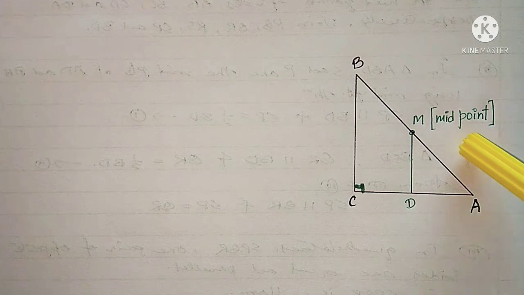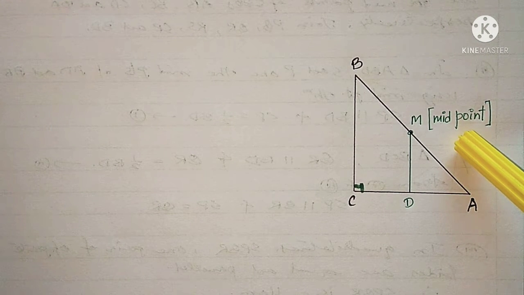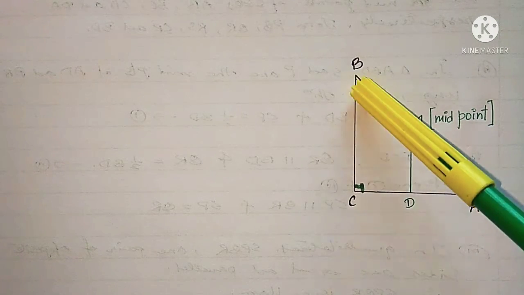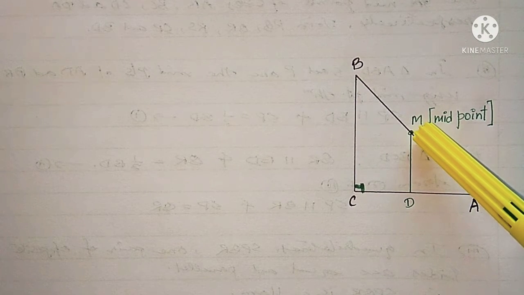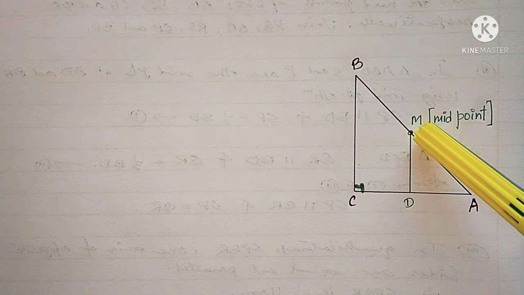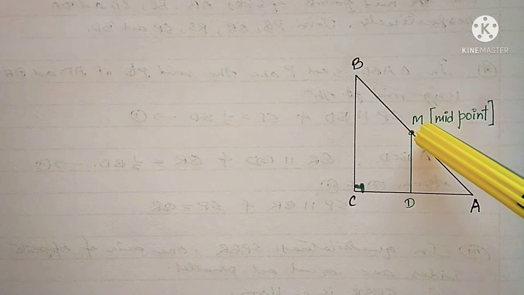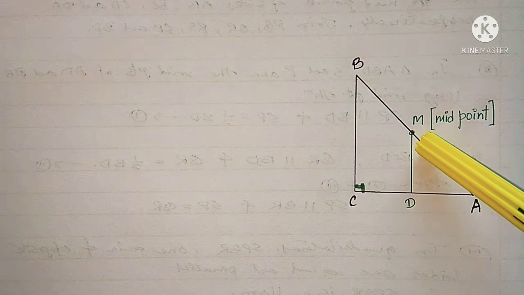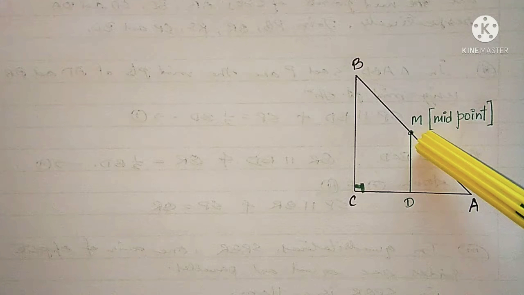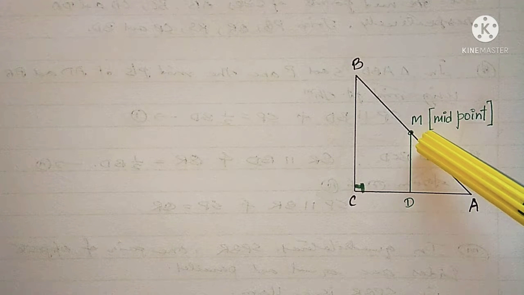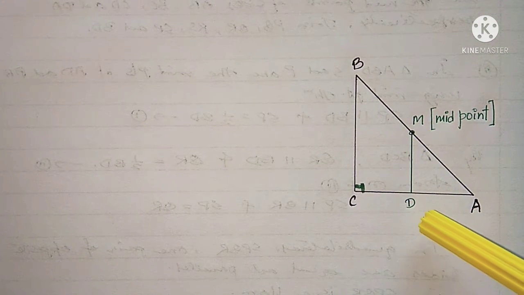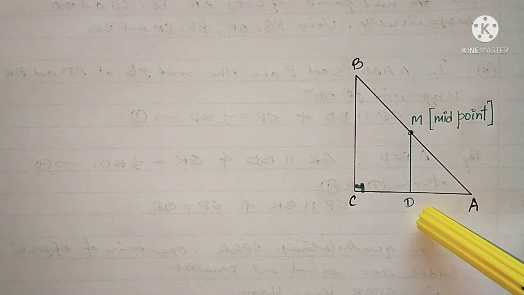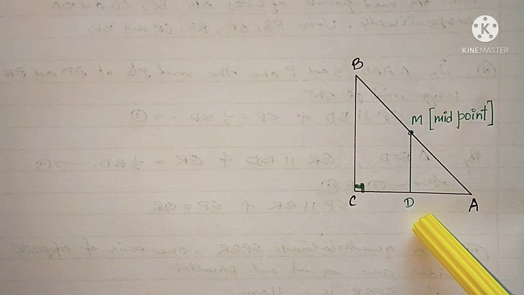After that, a line through the midpoint M. M is the midpoint of AB, and through this M we have to draw a line parallel to BC. When we draw this line through M, it intersects AC at D, so that's why we mention D.